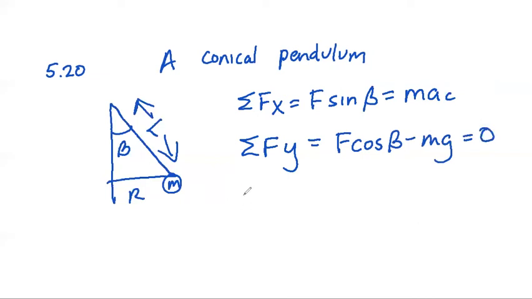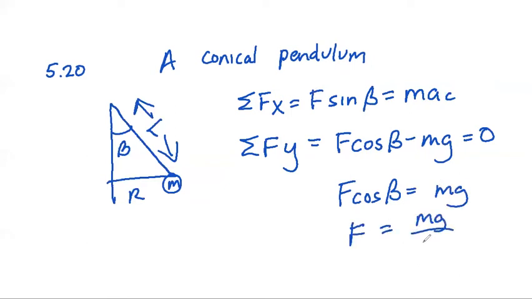All right. And let's see, I've got to solve for the centripetal. So I'm going to get something for F here. I'm going to use this guy. When I substitute it, I want to have a tangent, so you'll see why I do that. F cos beta equals mg. F is going to equal mg over cos beta.